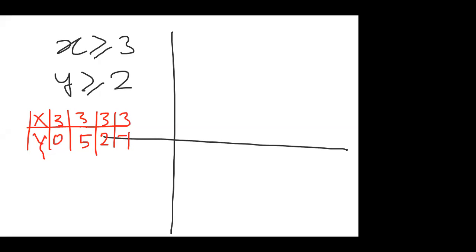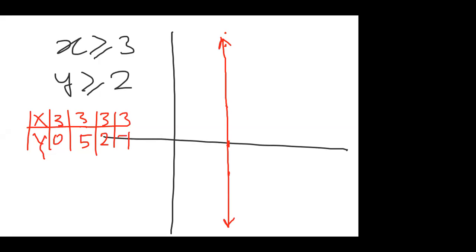When x is 3, y is 0. X is 5, then also y is 0. X is 2, then also y is 0. X is always 3, whether y is 0, 5, 2, or -1, or any other point you are taking.